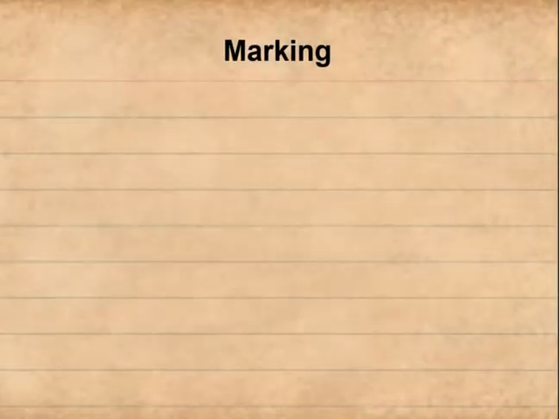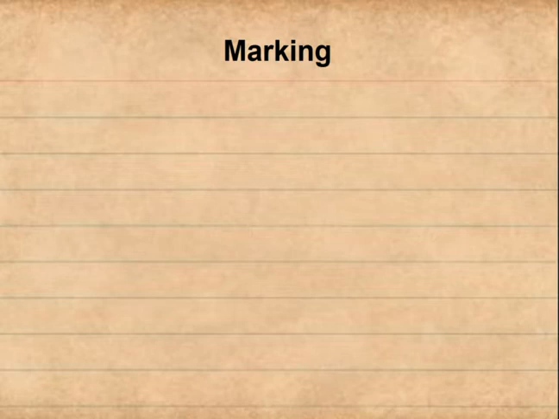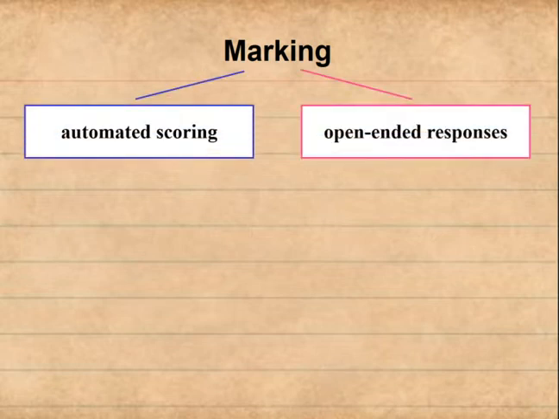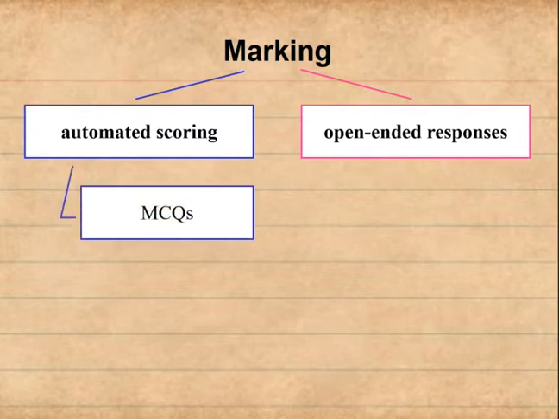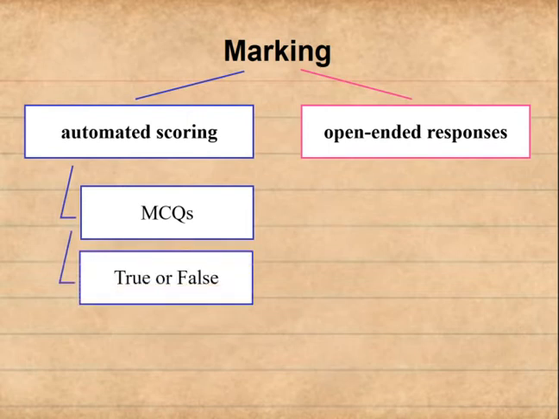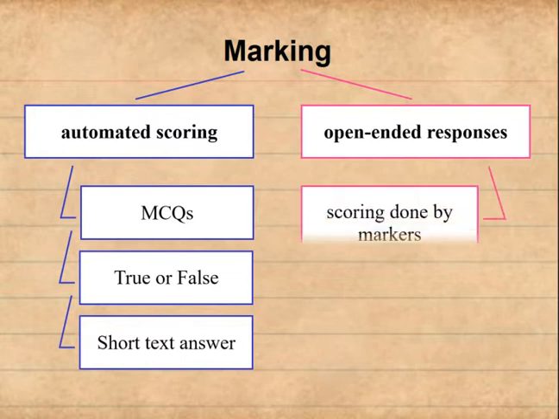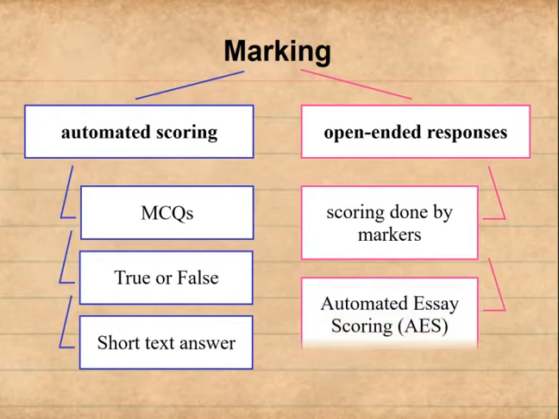This section is divided into e-examination practices for automated scoring and open-ended responses. Automated scoring is applied to question types like multiple-choice questions, true or false, and short text answer or fill-in-the-blanks and gap-fill exercises. The scoring of open-ended responses like essays is done by human markers. Nevertheless, this section will also look at services and software available for automated essay scoring.